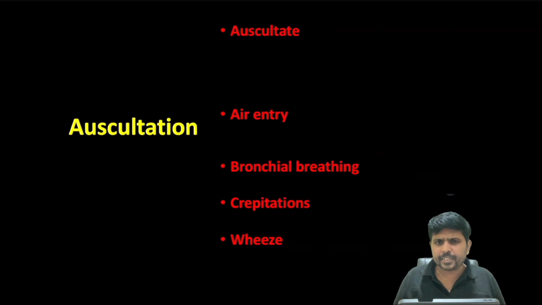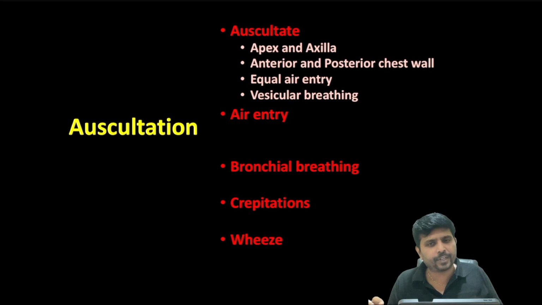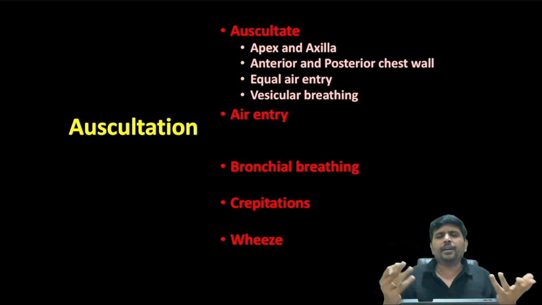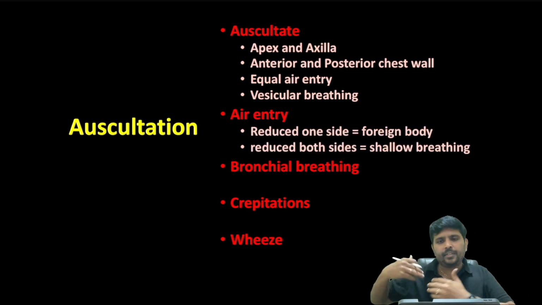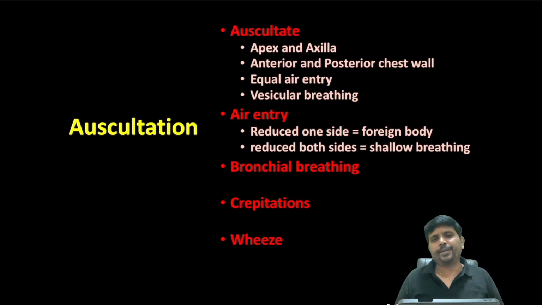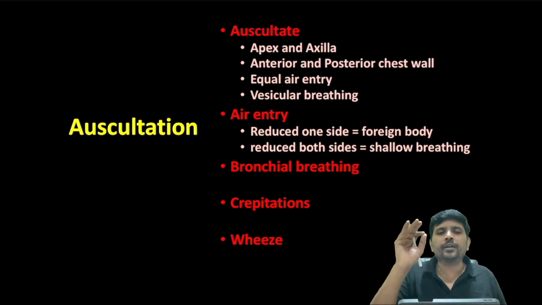Right, finally auscultation. Remember, in auscultation you need to auscultate over the apex, axilla, anterior chest wall, and posterior chest wall. Actually, you need to compare the air entry of the right side with respect to the left side, or the left side with respect to the right side, and see whether normal vesicular breathing is there. Whenever air entry is reduced on one side but normal on the other side, that is differential air entry, and the most common finding in the pediatric age group is foreign body.